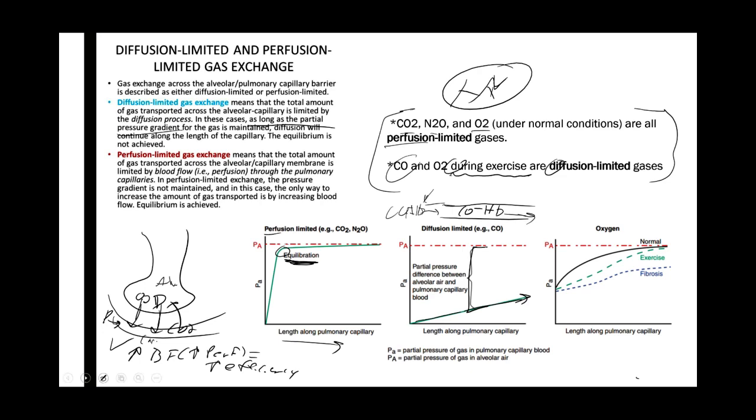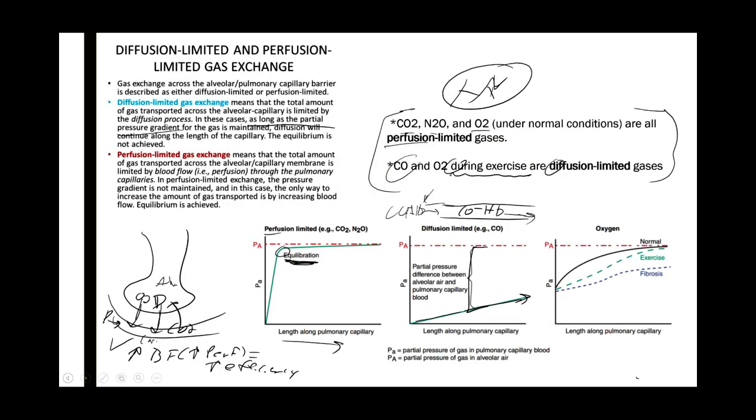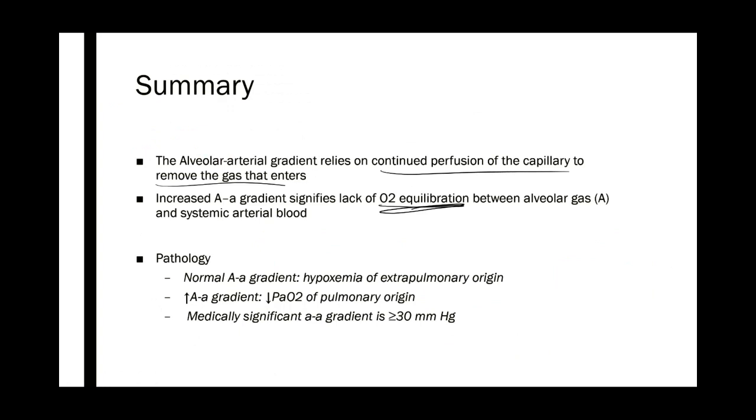So, diffusion limited, perfusion limited. Okay, summary of the AA gradient. The AA gradient relies on continued perfusion of the capillary to remove the gas that enters, and that makes sense, right? Increased gradient signifies the lack of oxygen equilibration between alveolar gas and systemic arterial blood. And remember, that's this in graph form, equilibration.